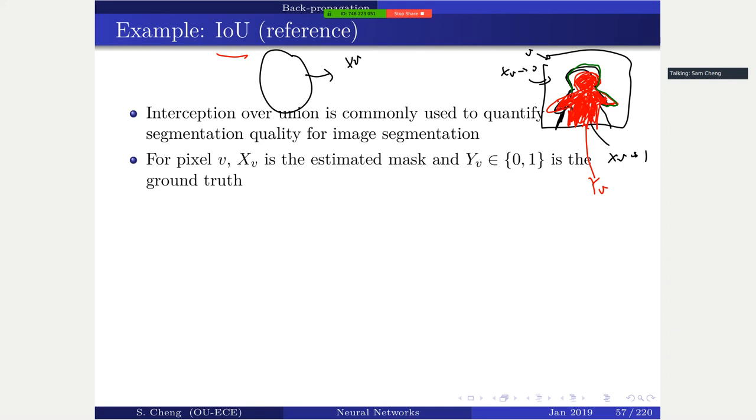So if our segmentation is perfect, then the intersection and union will be the same, right? So therefore, the intersection over union should be equal to 1. So therefore, you can use it as a loss function.